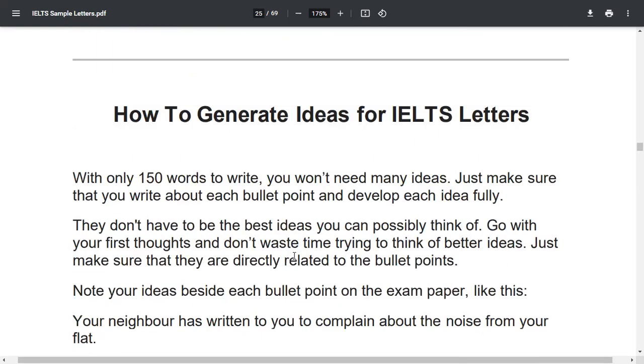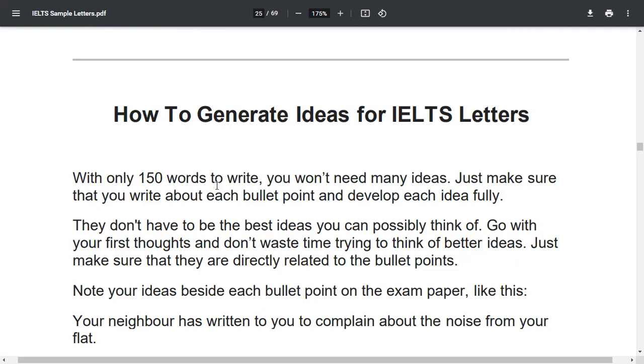How to generate ideas for IELTS letters. With only 150 words to write, you won't need many ideas. Just make sure that you write about each bullet point and develop each idea fully. So you have to write about 150 words in about 20 minutes only. You can't exceed the time limit, because don't forget, the IELTS writing test consists of two parts. So you have writing task 1 and task 2. Task 1 takes 20 minutes, and then you have about 40 minutes to be spent on IELTS writing task 2.